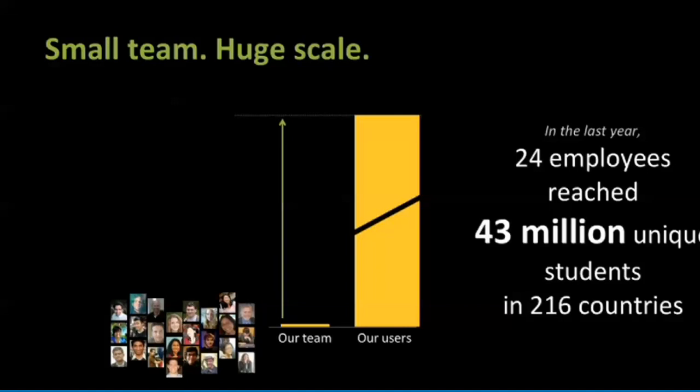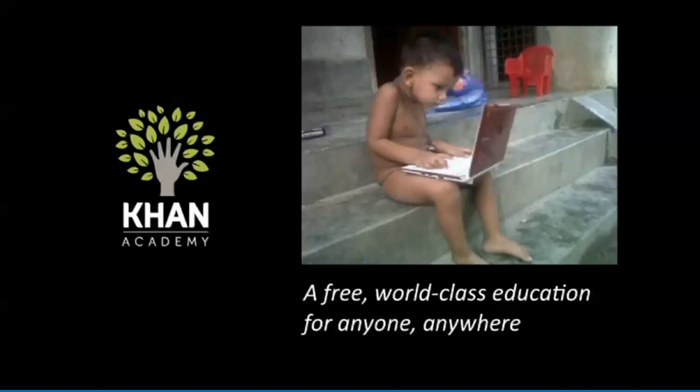And what I point out is, you know, our team over the last year averaged 24 employees. We've been growing quite fast, but we've been able to reach 43 million unique students over the past year. And I point out, if it was actually drawn to scale, that second bar should be 20 kilometers high.